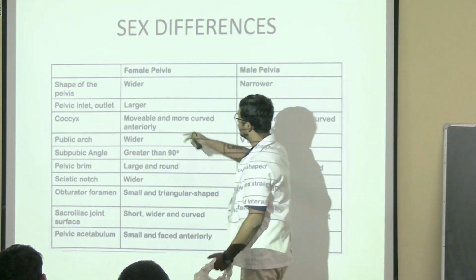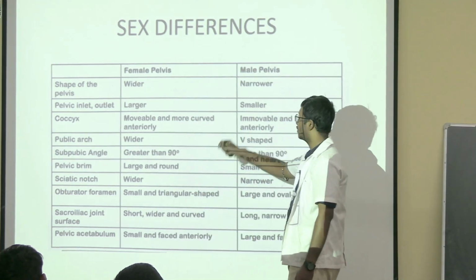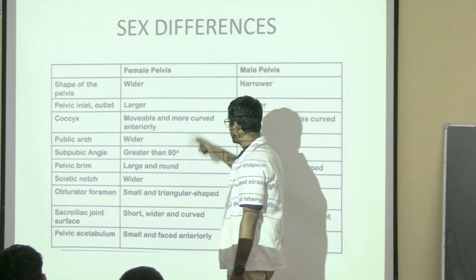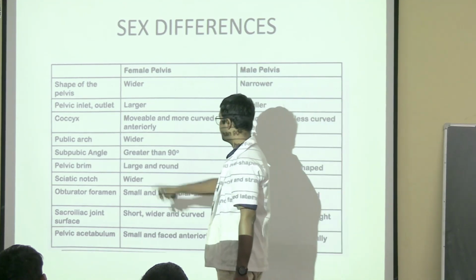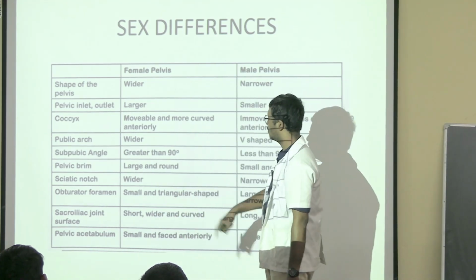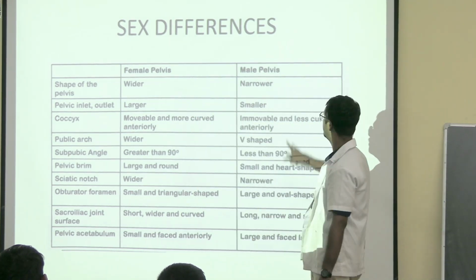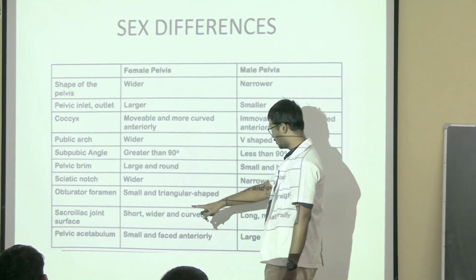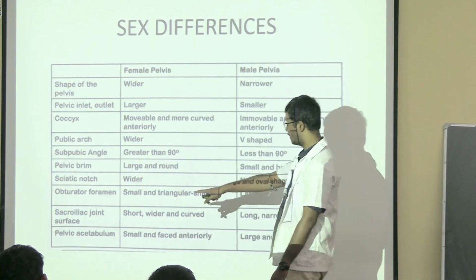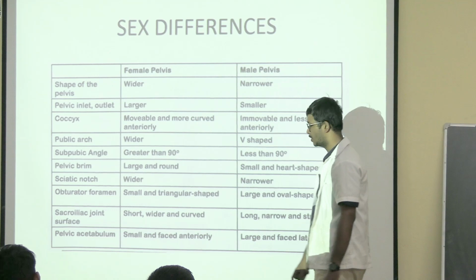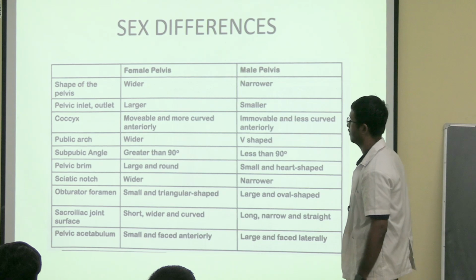Understood? So the shape of the pelvis will be wider in females, the pelvic inlet will be larger, the coccyx will be more curved and movable, the pubic arch will be wider, and the subpubic angle I will discuss later. The pelvic brim will be large and round, the sciatic notch wider. The obturator foramen is small and triangular in females but large and oval in males. The sacroiliac joint surface is short and wider in females, long and narrow in males. The acetabulum is small in females and large in males.